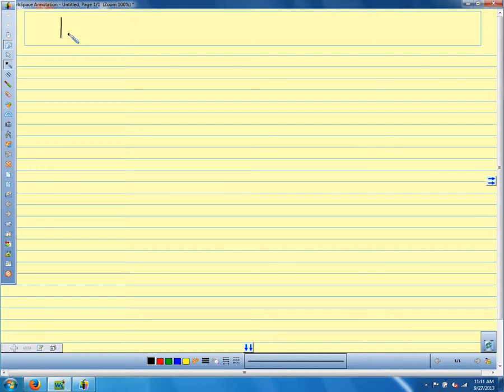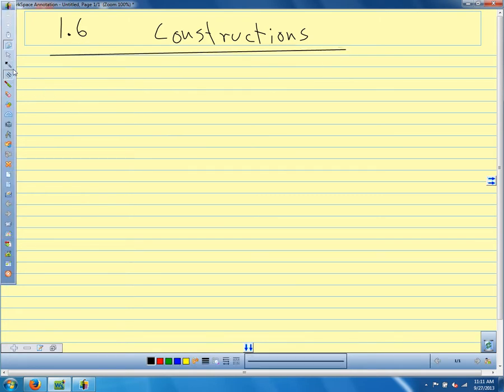We're in section 1.6 and we're doing our first constructions. And like I said, we're going to do four constructions today. The first one's really easy. We're going to copy a segment. So I'm going to start out with a segment. Any segment. There's my segment.